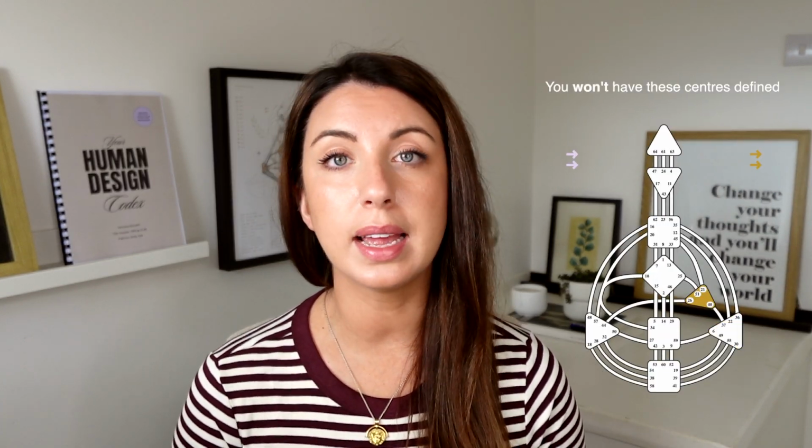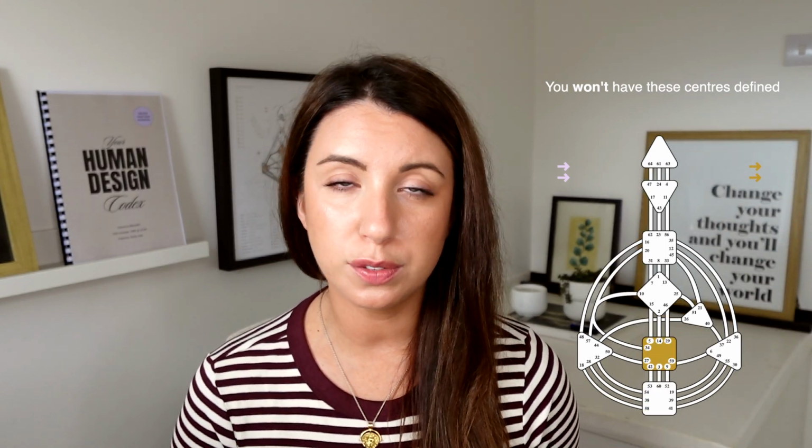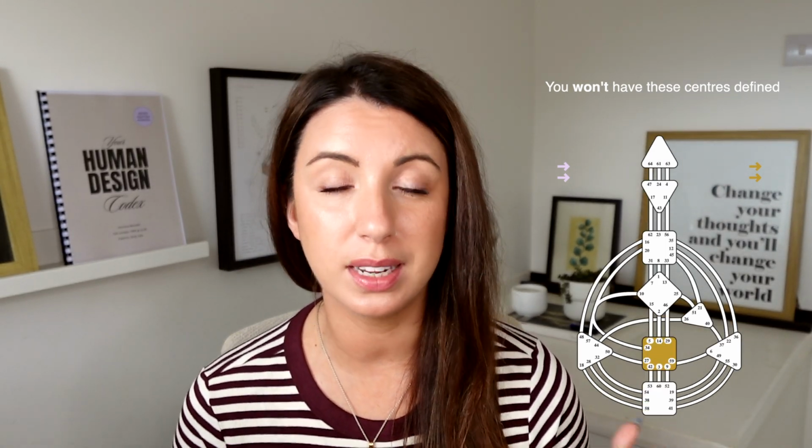Type number 1 is the classic projector. So the classic projector is a projector who doesn't have a motor center defined. So they will never have their solar plexus, their ego, or their root defined. Obviously, they're also not going to have the sacral defined, otherwise you wouldn't be a projector in the first place. You would be a generator or manifesting generator.